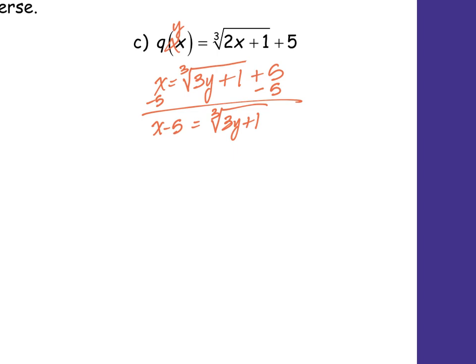I'm going to cube it. So I'm going to cube this side. And if I cube one side, I've got to cube the other side, right? The rule stays the same. Whatever I do to one side, I've got to do to the other side. So this side stays as x minus, oh, that's not a 3, sorry. That would be a 5. X minus 5 cubed. And then the cube root and the cube go away because we cubed it on purpose to get rid of the cubed root, right? So that's going to be 3y plus 1.